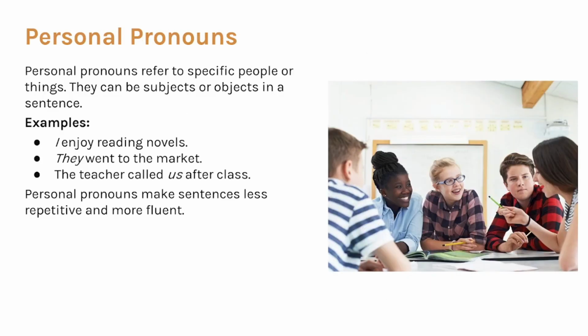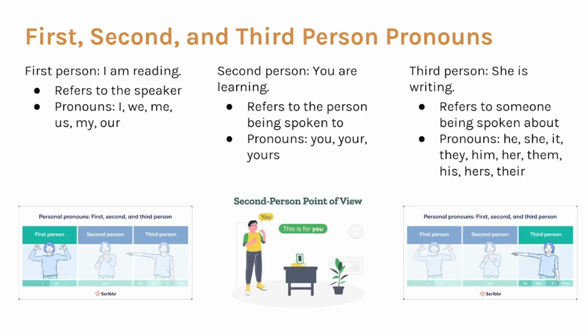Now let's start with personal pronouns. Personal pronouns refer to specific people or things. They can be subject or object in a sentence. Let's look at these examples. I enjoy reading novels. They went to the market. The teacher called us after class. Personal pronouns make sentences less repetitive and more fluent. In most cases, in sentences, they act as the subject or the object.